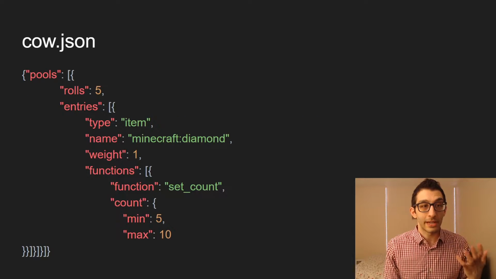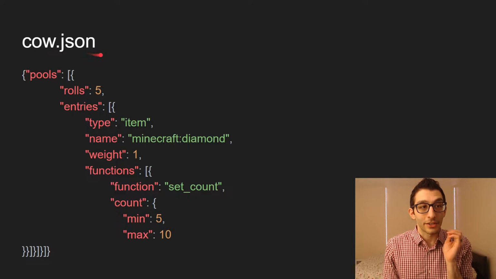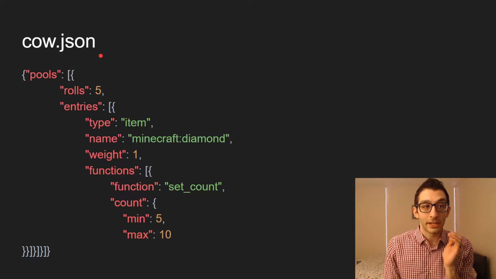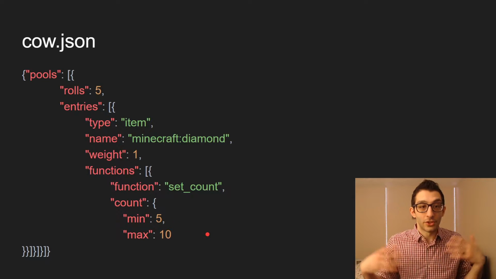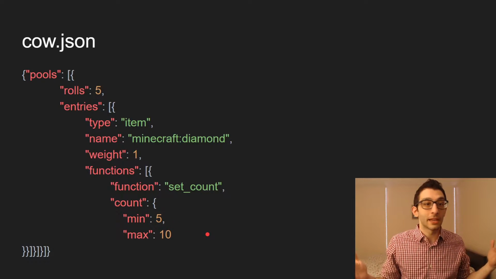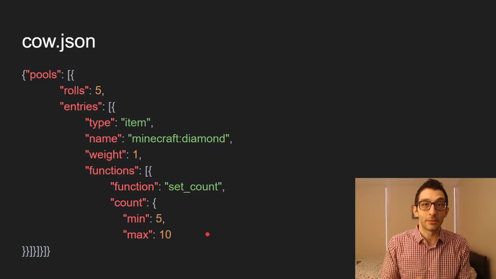So I made my first data pack, and I'll apologize to those who know JSON and see this garbage at the bottom here. This is called cow.json, and all it does is it makes cows drop diamonds instead of leather or beef, and it makes them drop quite a lot of diamonds. There are 5 rolls for 5 to 10 each. This is a really simple data pack that I could make, spawn a cow into the world, and see them drop 20 diamonds at a time.